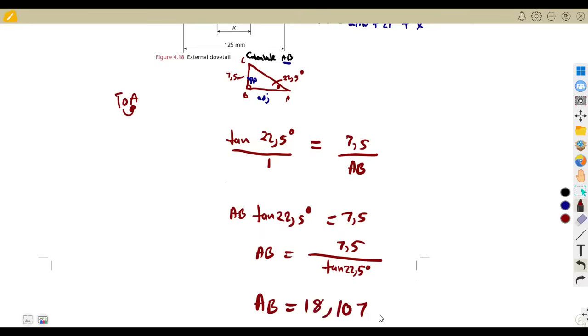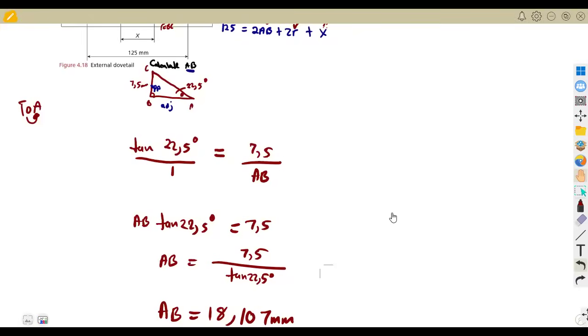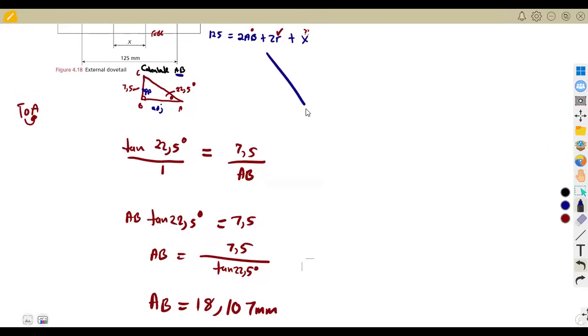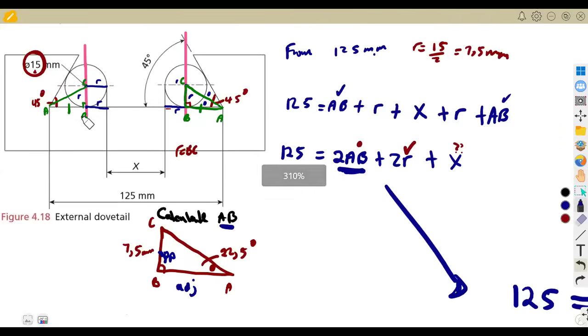That's 107 in millimeters. Are we done? No. We have to come back to the equation now and find what we are supposed to find here. So from our equation, I'm just going to take it this side. Sorry for that, guys. We said 125 is equal to 2 times AB because they are the same. The AB that we are seeing this side is the same as the other side. What we have on this side and what we have on this side is the same, just like the radius and the radius, they are the same. That's why we have to multiply by 2.